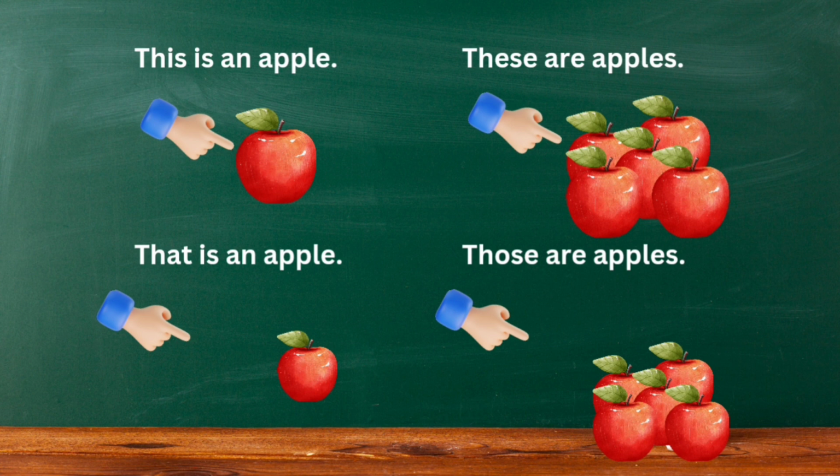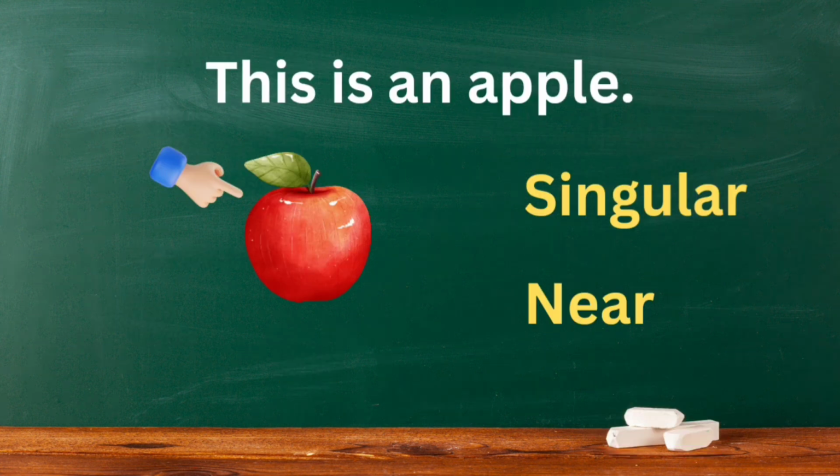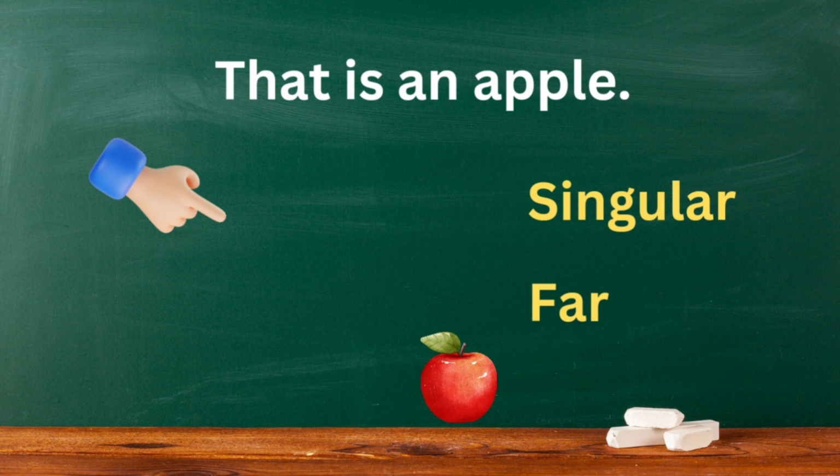We say this when the object is near us. For example, this is an apple. Also, it is only one apple, so it is singular. Next, we say that when the object is far from us. That is an apple. This is also singular.